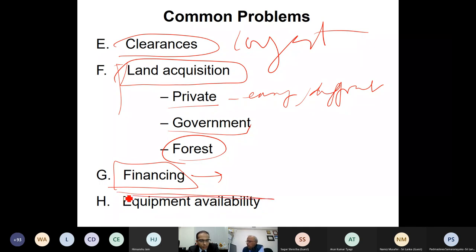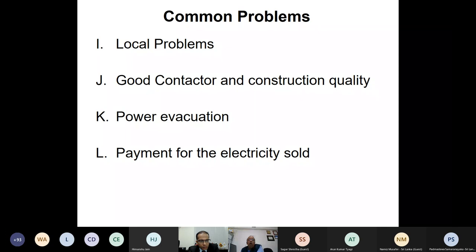Equipment availability could be a question in many countries. But nowadays this has become a global market. The only thing is that even if you procure globally, there is a good chance that you should have in-house or local capability, so that small problems can be dealt with by local manpower.